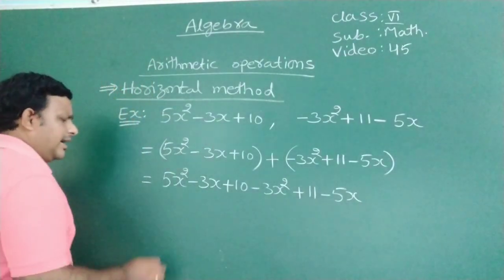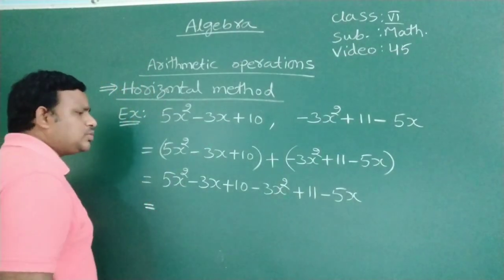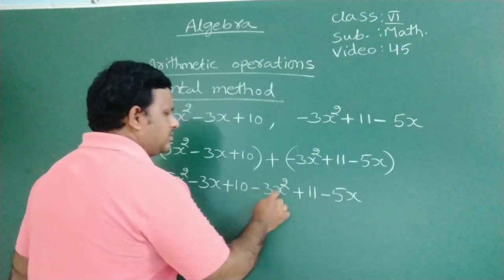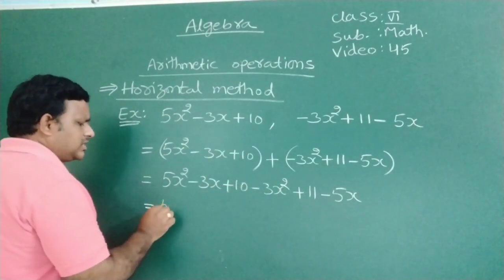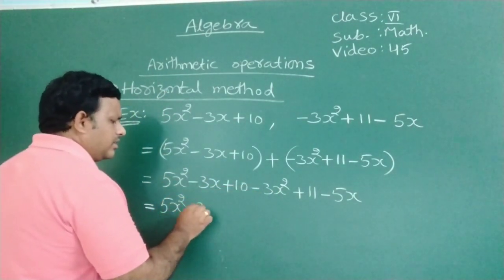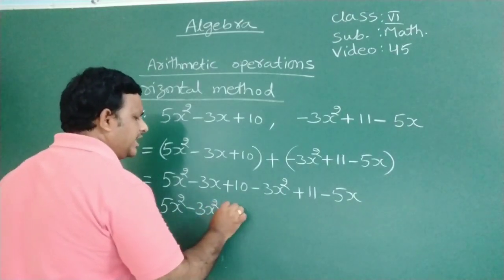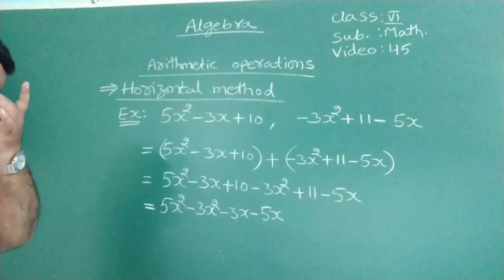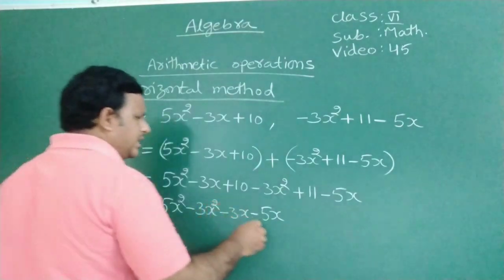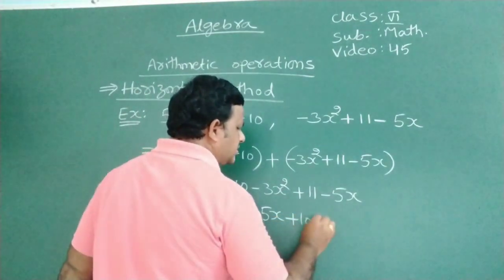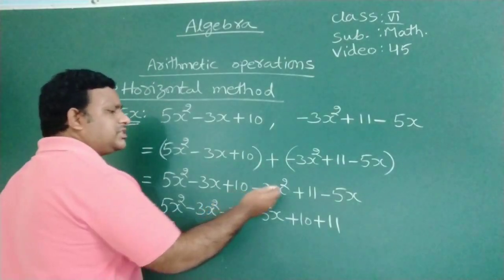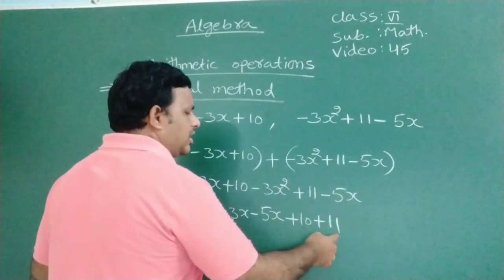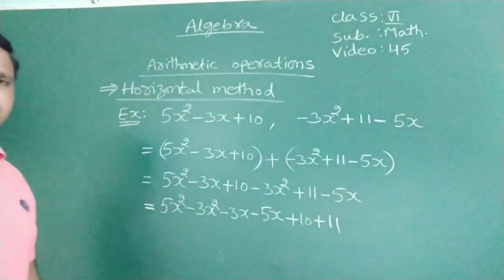Right? Now I am going to write the like terms together. 5x square minus 3x square, these two are like terms, so let us write those two terms together. Next, minus 3x and minus 5x, these two are also like terms. Next, the remaining 10 and 11 are constants. So I have written the x square terms, x terms and constants in this manner.